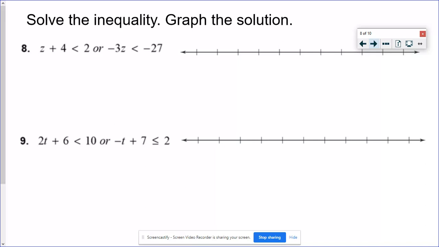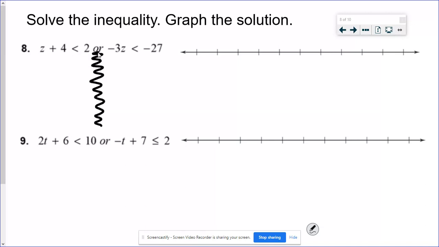For number 8, now we have to solve. So I'm not asking you to translate on these, but I do need you to actually solve these inequalities. So where it has an or, this is saying these are really two separate problems. Please don't take anything from the first problem and try to put it with the second problem.